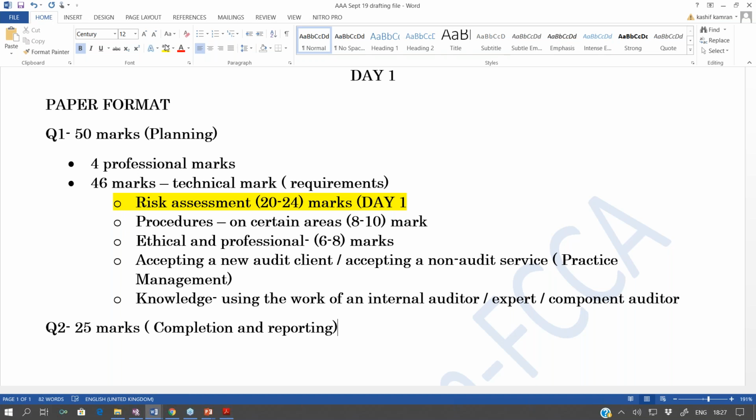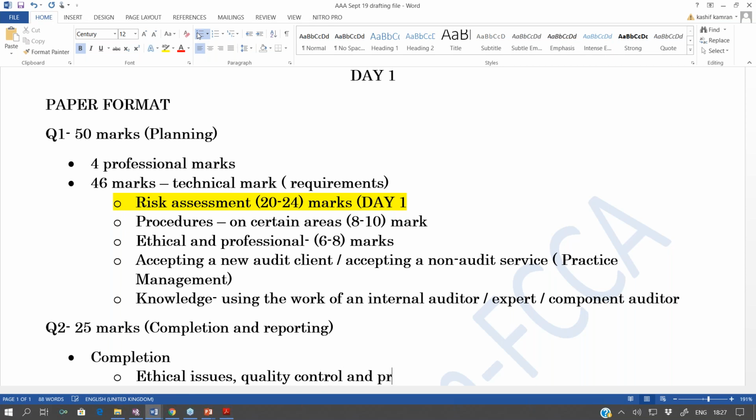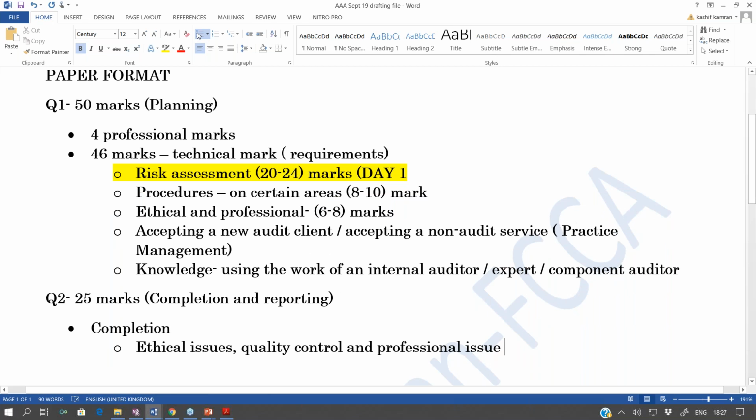So when you see completion and reporting, what sort of topics can you expect in the second question? Number 1, something on completion: ethical and professional issues or quality control issues can come at the stage of completion. Because a lot of the time, if you've practiced the past papers, you must have seen that a question on ethical and professional issues starts with 'audit is nearing completion.'